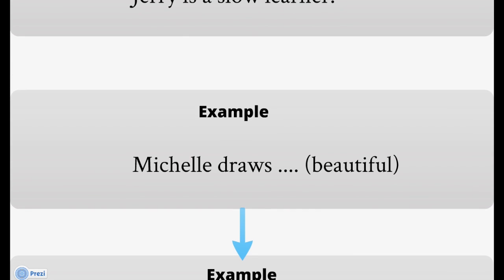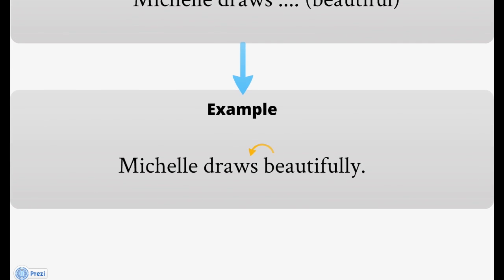Michelle draws beautiful. Let's take a look. Beautiful says something about the way Michelle draws. So it says something about draws. Now, draw is a verb. I draw, you draw, etc. That means that we have to add ly. Michelle draws beautifully because it says something about a verb.